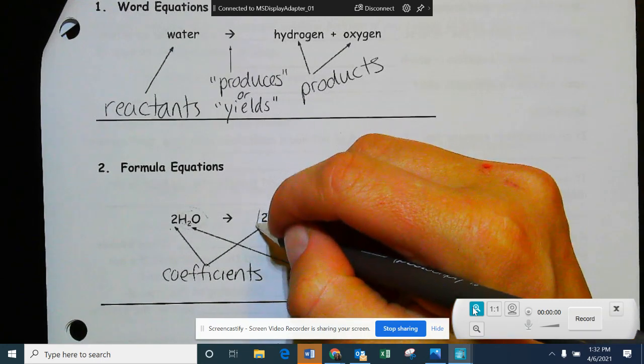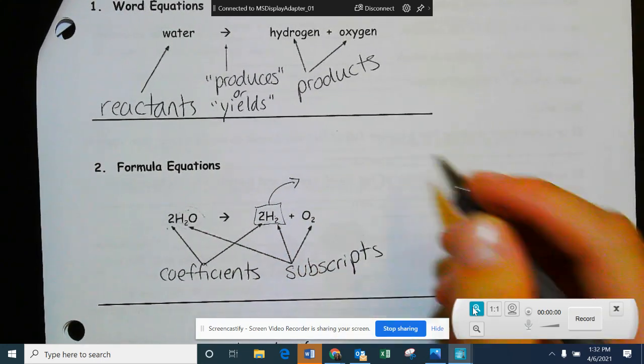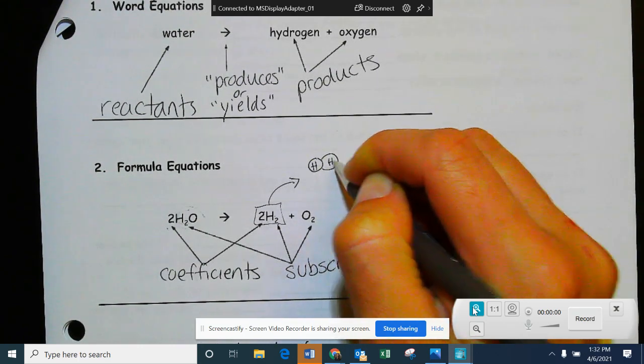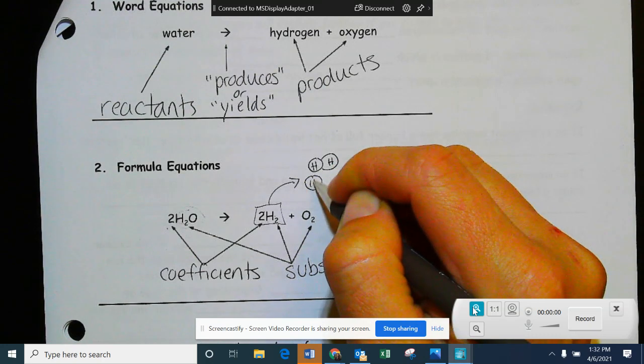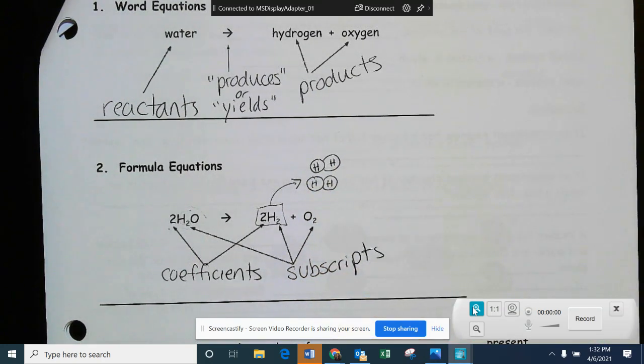So this whole thing, 2H2, if I were to draw that out, it would mean that there is two H's attached to each other, and there's two of those molecules. So the coefficient says how many of the molecule there is. The subscript means how many of that specific atom in it are. Does that make sense?